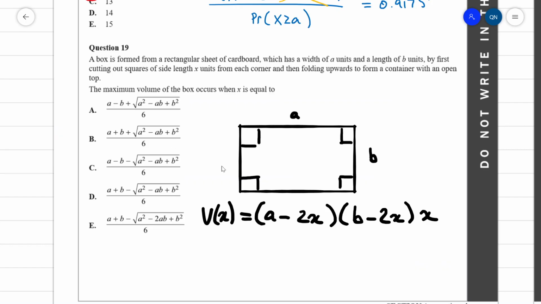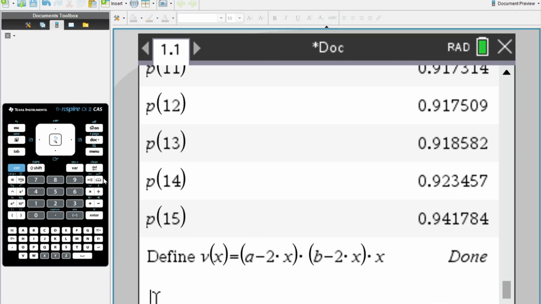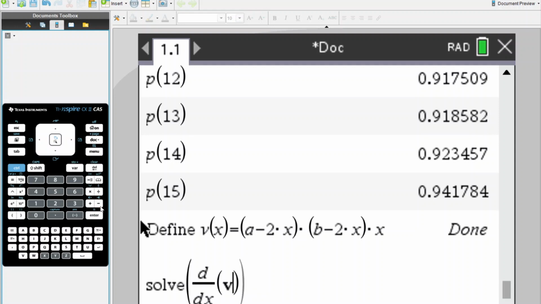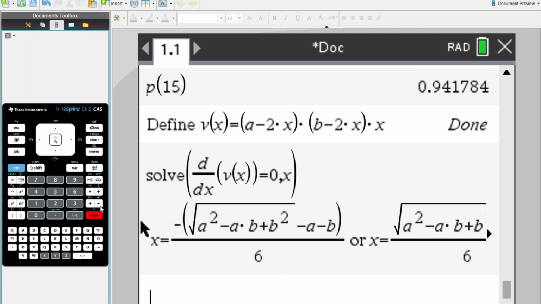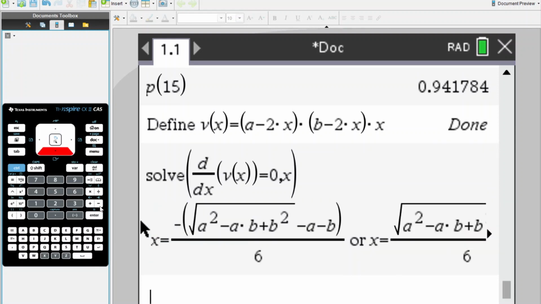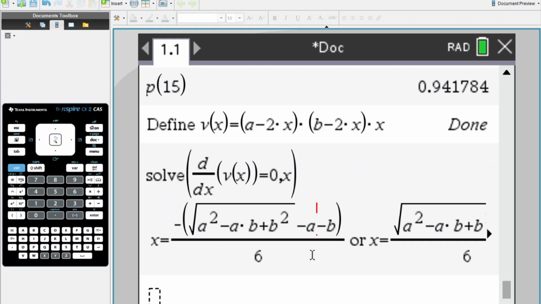And we want to find the maximum volume of this box and the value of x for which this occurs. So you just differentiate this and solve the derivative equals 0. So I'm going to solve the derivative with respect to x of V of x equals 0 with respect to x. That gives me some stuff over here. So this gives us two solutions, which is expected because this is a cubic. So this corresponds to two possible stationary points that our cubic could have.